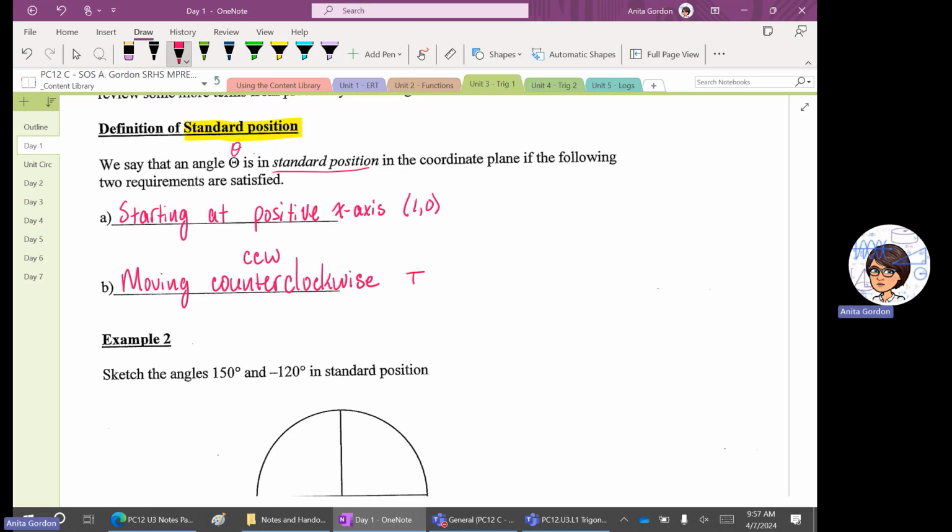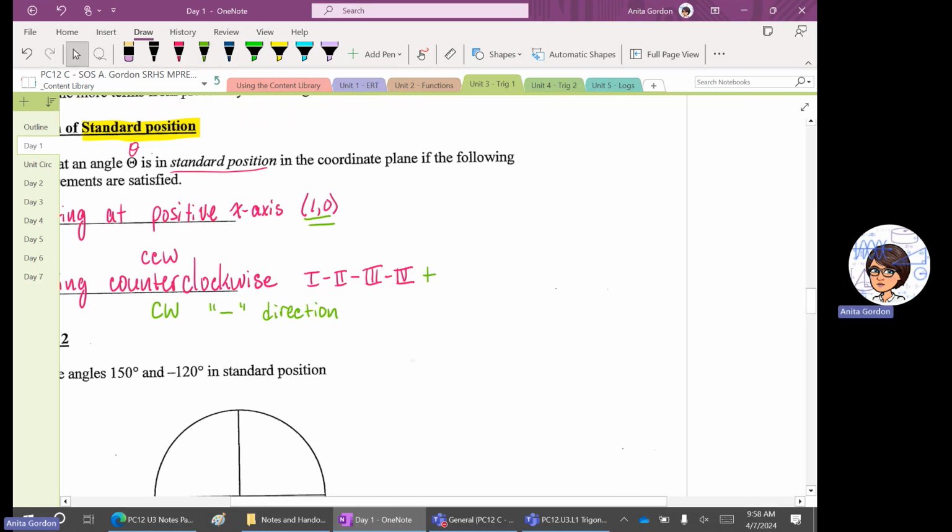CCW. So we're going from the first quadrant to the second quadrant, to the third quadrant, to the fourth quadrant, and this is what we identify as the positive direction. If we go clockwise, then we are moving in the negative direction. Okay, but we're always starting at this point (1, 0).